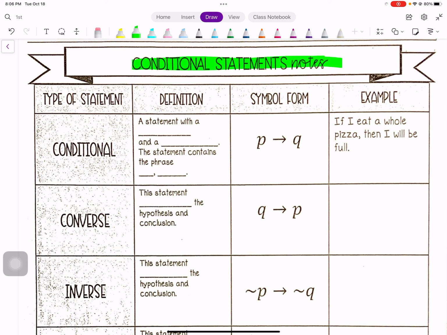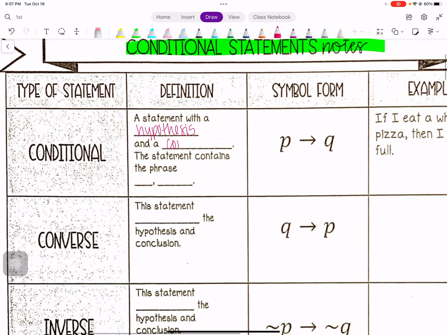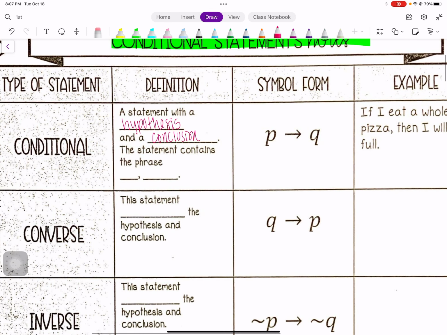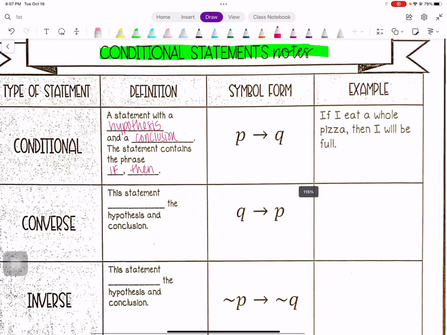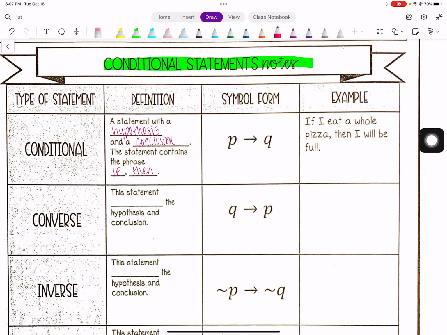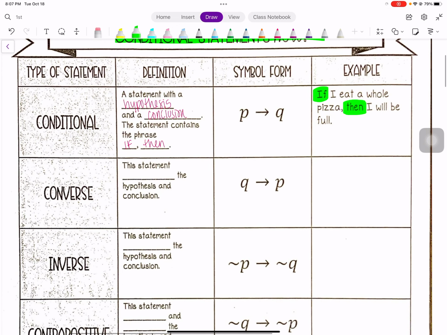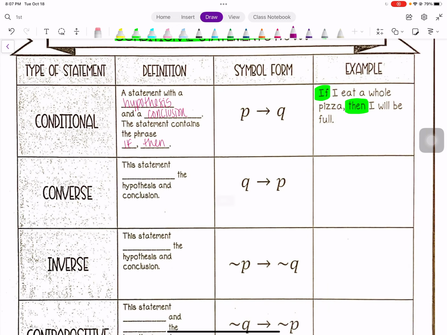So when we look at conditional statements, remember that the statement starts with a hypothesis and it has a conclusion. Okay, and remember, this is a statement that has the phrase if and then in it. So this one over here, it gives you the conditional. It says, if I eat a whole pizza, then I will be full. So the conditional is just when you add if and then into it.